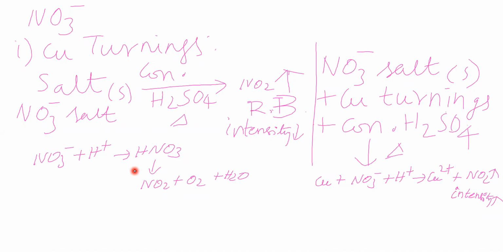So in the copper turnings test we are adding copper turnings, therefore the rate of reaction increases, so the intensity of reddish brown vapors is high when compared with the concentrated sulfuric acid test. So for nitrate, the copper turnings test is the confirmatory test. Next test for nitrate, that is the brown ring test.